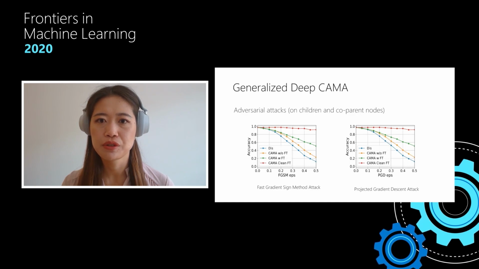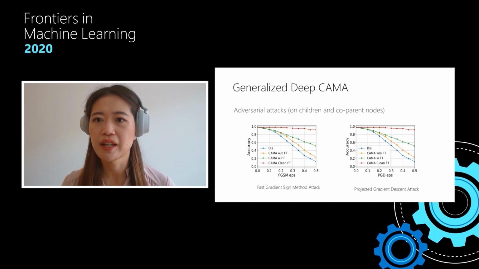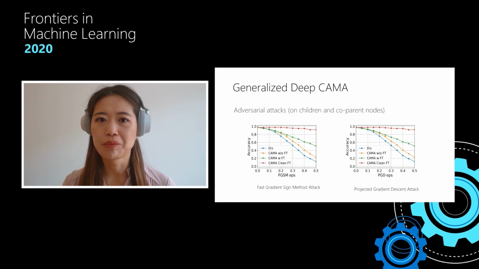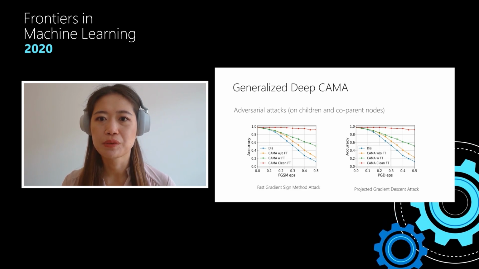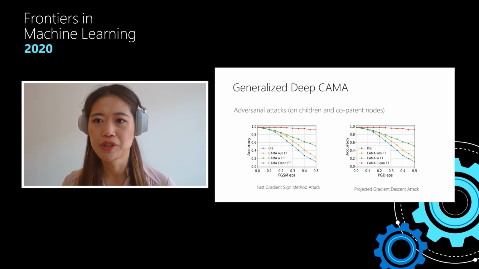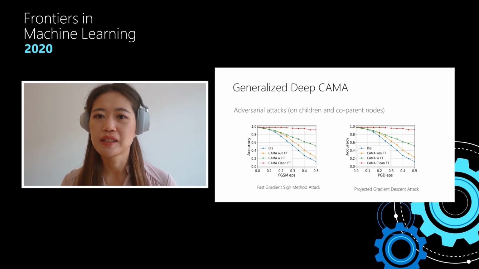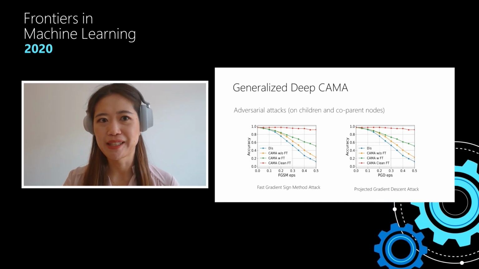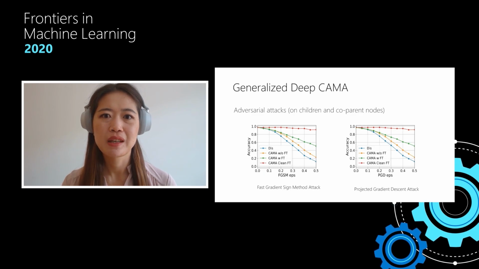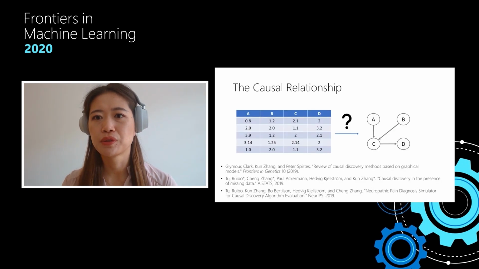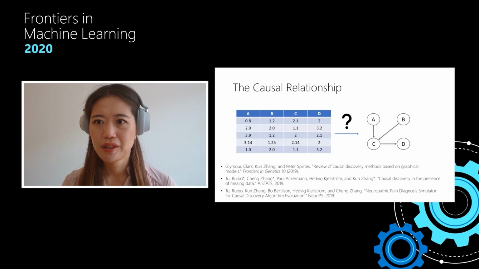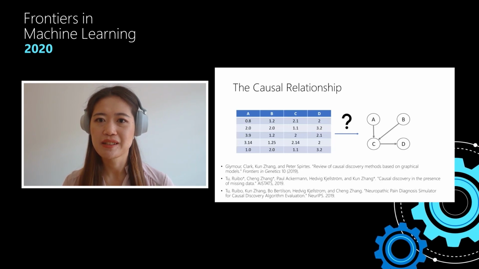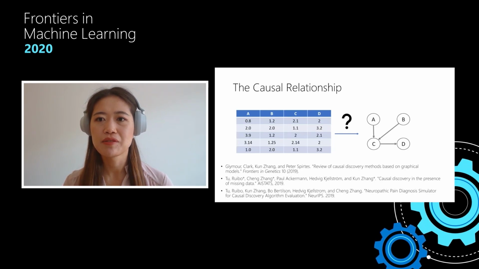The attack can be on both children and co-parents, which are valid attacks as the target Y remains the same. Comparing the green line and orange line to the baseline, which is in blue, our method is significantly more robust to gradient-based attacks. Last, you may ask, what if we don't have the causal relationship? Till now, we always assumed that the causal relationship is given already.